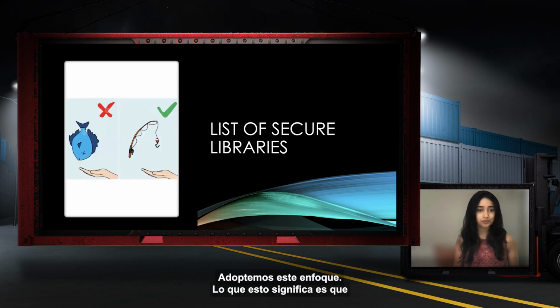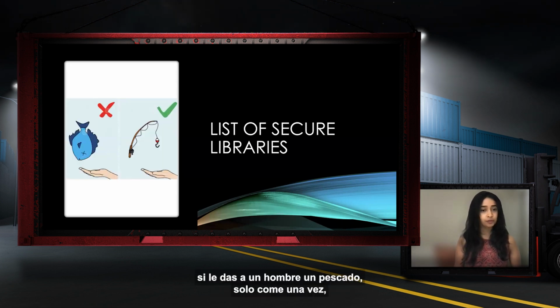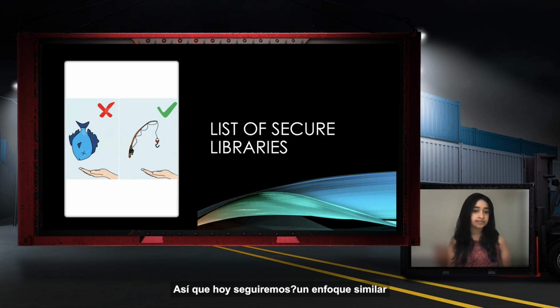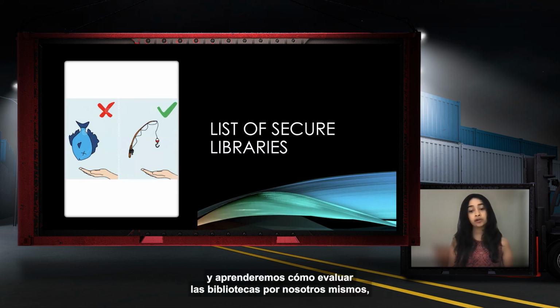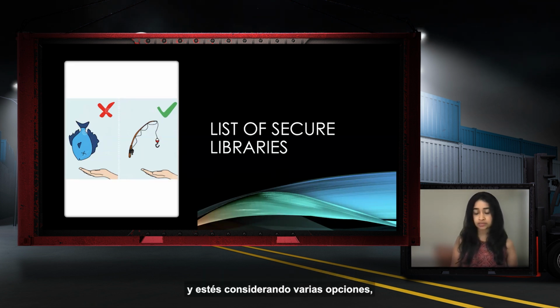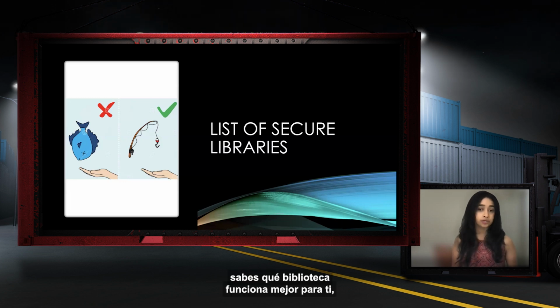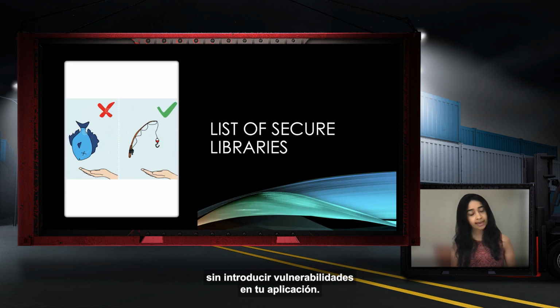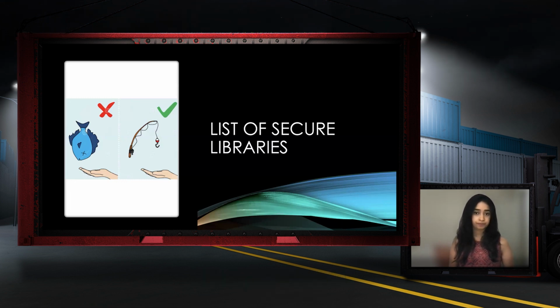Let's take this approach. What this means is that if you give a man a fish, he eats just once. But if you teach a man to fish, he eats forever. So we're going to follow a similar approach today and learn how to evaluate libraries by ourselves so that when you're ready to build your application and you're looking at various options, you know which library works best for you and also works in a secure manner without introducing any vulnerabilities in your application.